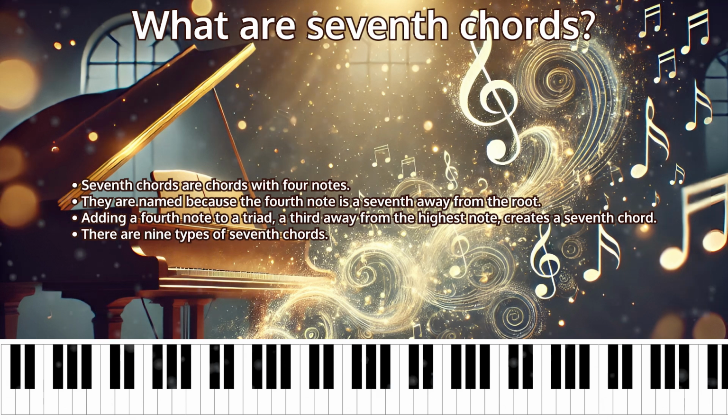Seventh chords are essentially chords with 4 notes. They are called seventh chords because the fourth note is a seventh interval above the root. In simple terms, adding a fourth note to a regular triad, a third above the highest note, will likely create a seventh chord. There are 9 types of seventh chords.